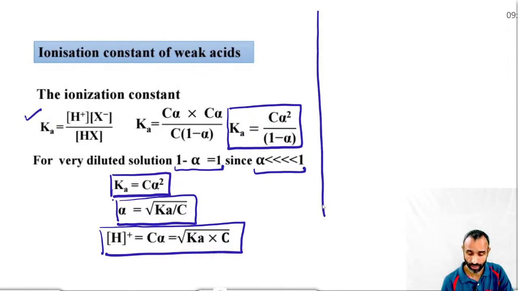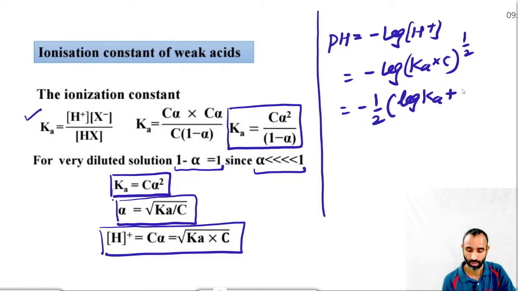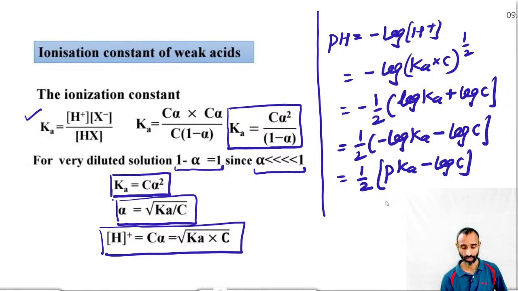So to calculate its pH, pH is equal to minus log of H plus ion, that is equal to minus log of Ka into C raised to power 1 by 2. So it is minus 1 by 2 log of Ka plus log of C. That is half of minus log of Ka minus log of C. So it is equal to half of pKa minus log C. So in this way you can calculate pH.